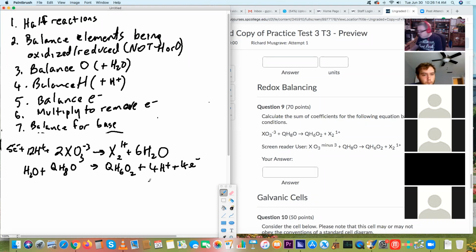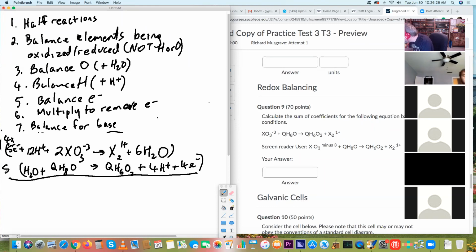All right, so the only way that we can make this work for the electrons is we can multiply the top one by 4 and the bottom one by 5. And then we can go through the same process as we did earlier. So the electrons are definitely going to cancel. Now we're looking at the H pluses. Does anybody want to tell me how many H pluses there are going to be and on which side they're going to be?